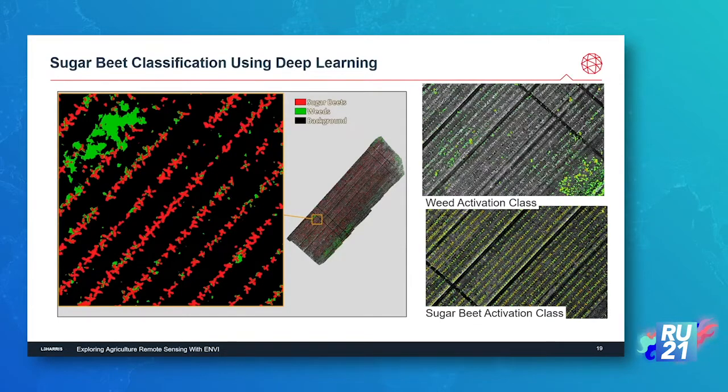The images on the right show the activation values for weeds and sugar beets. Think of the activation images as a pseudo-probability of that particular pixel belonging to that class.